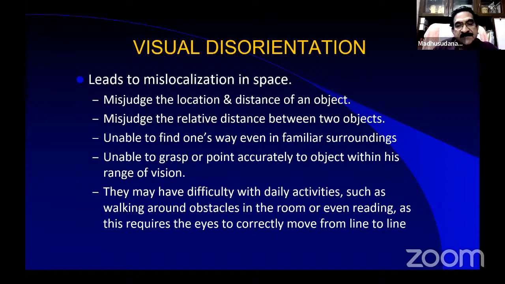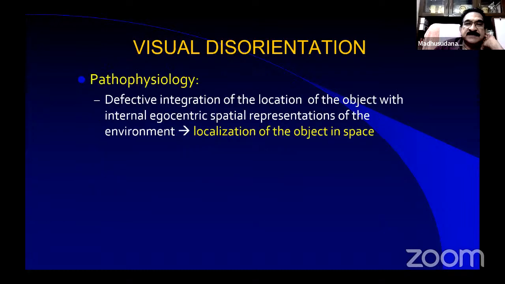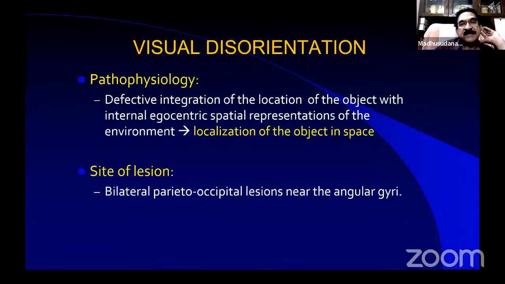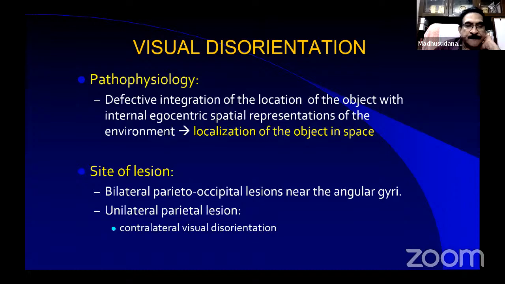They may have difficulty with daily activities such as walking around obstacles in the room, even reading, as this requires the eyes to correctly move from line to line. Pathophysiology: defective integration of the location of the object with the internal egocentric spatial representation of the environment, that is, your internal representation of the body schema with your localization of the object in space. It is a bilateral parieto-occipital lesion near the angular gyri that is the location of the visual disorientation, or putting it in other words, the dorsal stream. In a unilateral parietal lesion, you can have a contralateral visual disorientation.